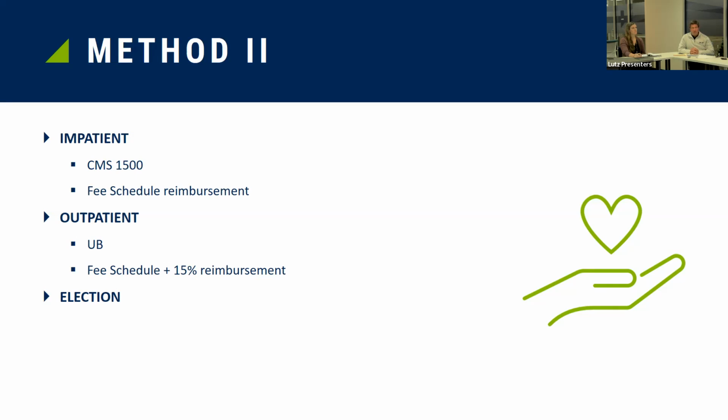or you have enough volume that you just can't get there. You have more than one FTE as far as CRNAs on staff, which is great for you. You're providing a lot of services, you're doing a lot of surgeries, all those sorts of things. But the method 2 option, if you will, at least enables you to get a little bit extra on the outpatient side, that extra 15% on top of the fee schedule, instead of just a pure fee schedule reimbursement.